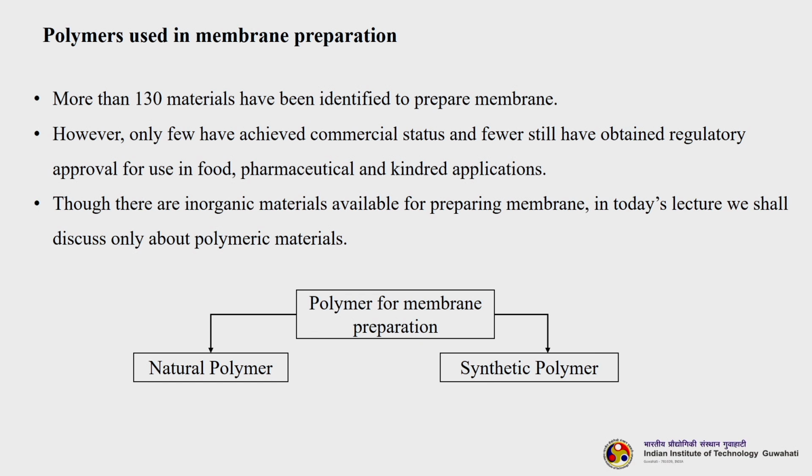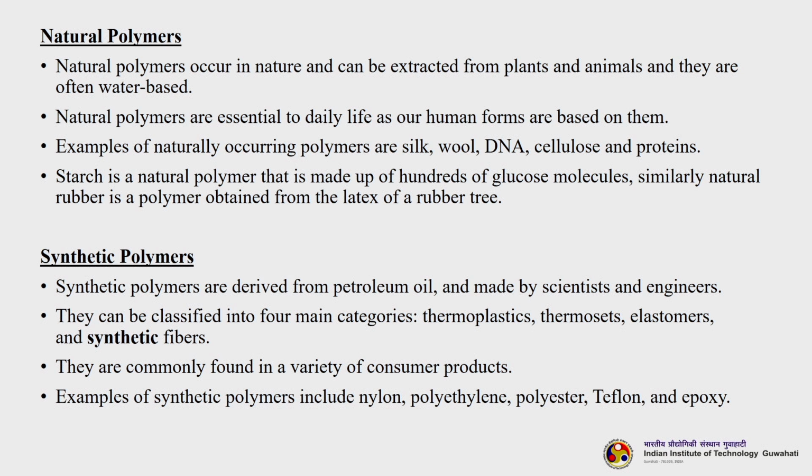So, there are two types of polymers, one is natural polymer, another is synthetic polymer. We will discuss these things slowly. Natural polymers occur in nature as the name suggests and can be extracted from plants and animals and they are often water based. Natural polymers are essential to daily life as our body and all sorts of human forms and even animal forms are based on them. Some of the examples are silk, wool, DNA, cellulose and proteins.